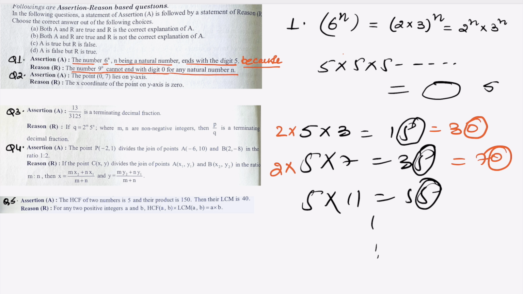Getting my point? But in the above question, we can see that one prime factor is 2. That is an even prime factor. So it will not end with the digit 5. Getting my point? So the assertion is wrong.